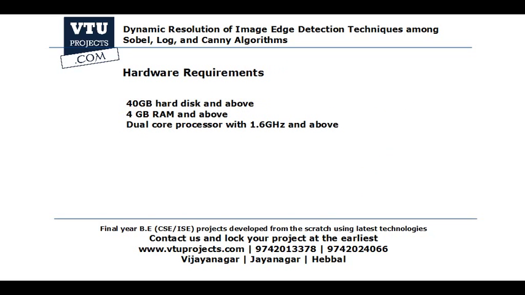Now let us go to the hardware requirements. For implementing this project we don't need any specialized hardware, because this is not a hardware intensive project, it is a software intensive project. A machine with this configuration should be well and good. We need a machine with 40 GB and above hard disk, 4 GB RAM and above, and a dual core processor with 1.6 GHz and above. These are the minimum configuration we need.